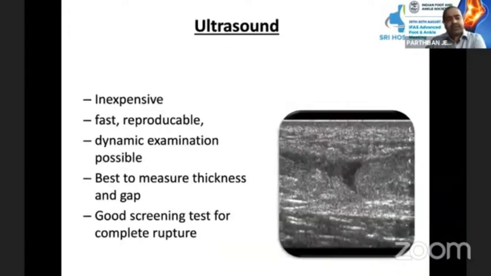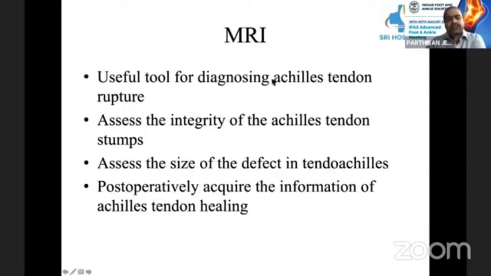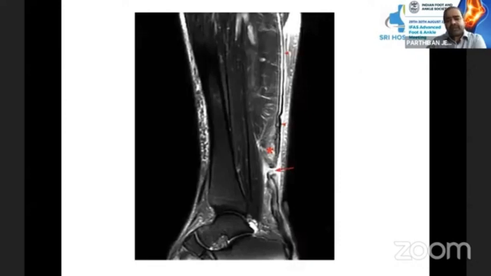And ultrasound is a very inexpensive, simple methodology to identify this. It's fast, reproducible, dynamic examination is possible, best to measure thickness and gap, and a good screening test for complete rupture. MRI is a useful tool for diagnosing Achilles tendon rupture, to assess the integrity of the Achilles tendon stumps, assess the size of the defect in the Tendoachilles, and post-operatively acquire information on Achilles tendon healing. You can see the defect there in that MRI.